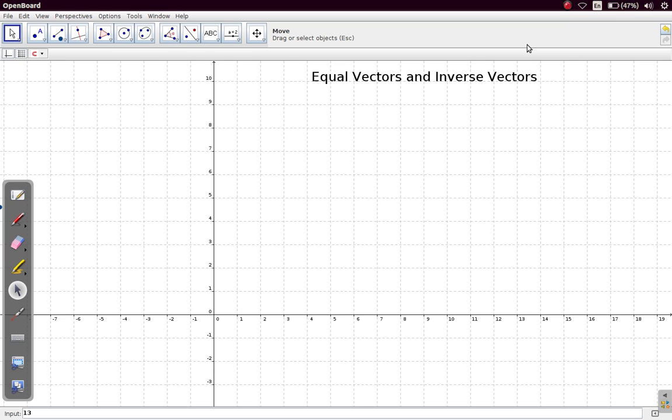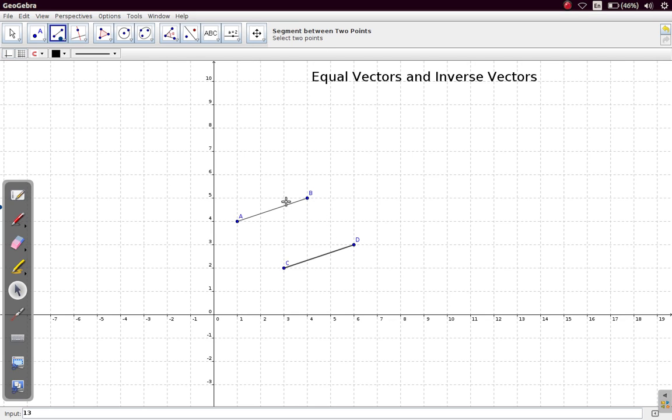Right? We're going to look at an example. Suppose you have this vector. You move 1, 2, 3 to the right and 1 up. And you have this other vector. 1, 2, 3 to the right and 1 up. This vector AB first and then vector CD.